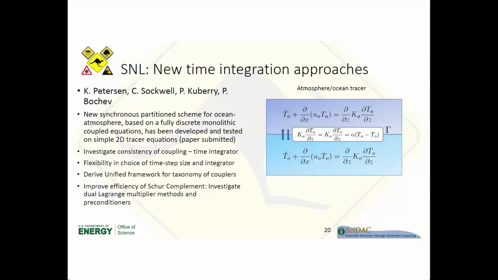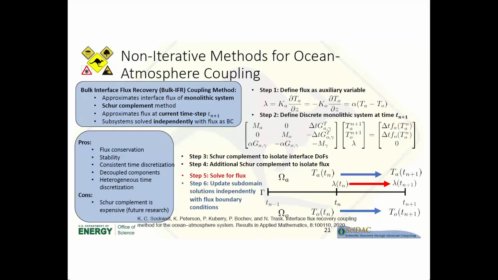So the first one, this is a set of advection diffusion equations with a flux condition at the boundary. And we're looking at a scheme on the next slide. This is called a bulk interface flux recovery scheme, where we can actually define the flux as an auxiliary variable, kind of a Lagrangian multiplier approach. And then using Schur complements, we can isolate both the interface degrees of freedom and the flux computation. And we solve for the flux and apply that to the component model.